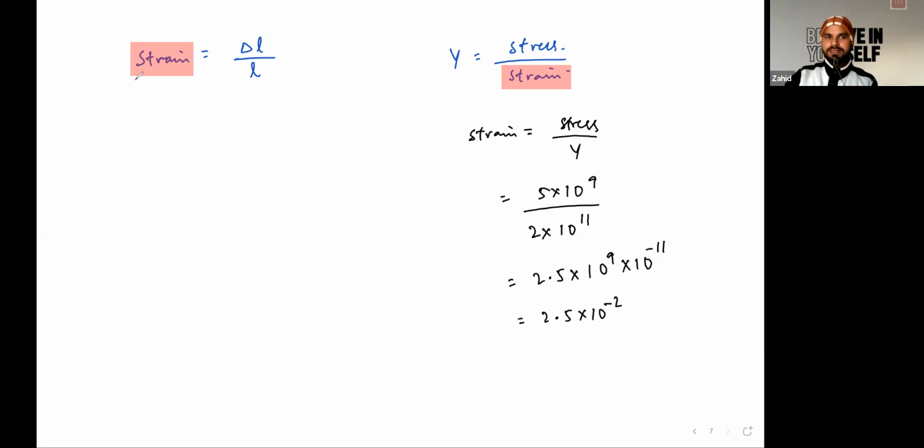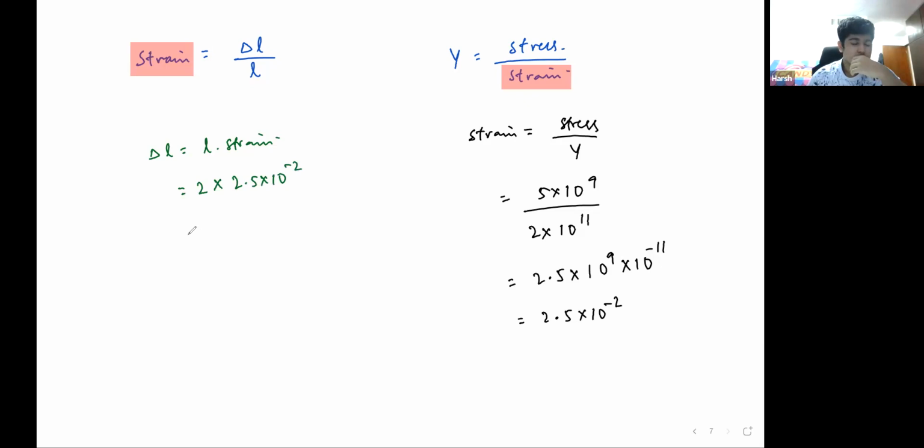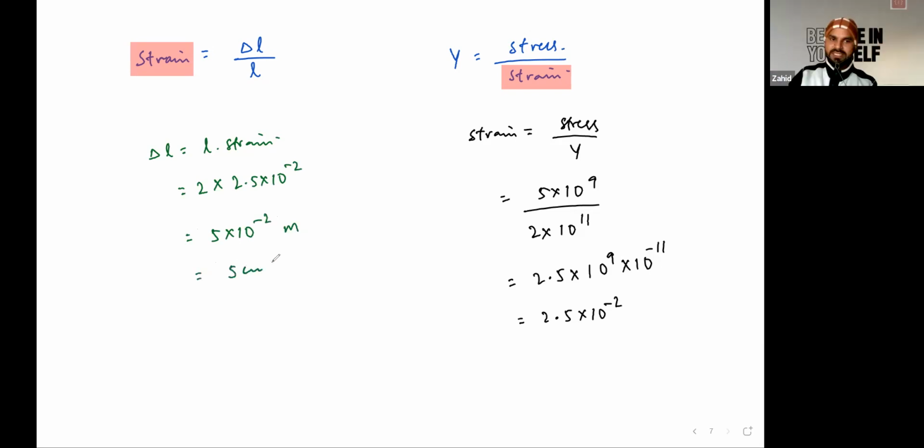Now put this value in this part to get delta L. So delta L will be L times strain. As you have the length of wire 2 meter and strain we have calculated as 2.5 into 10 to the power minus 2, it will be 5 into 10 to the power minus 2 meter. If you convert into centimeter, it will be just 5 centimeter. Do you have any doubt till this part? No, sir. Okay, so this is the first type of stress strain.